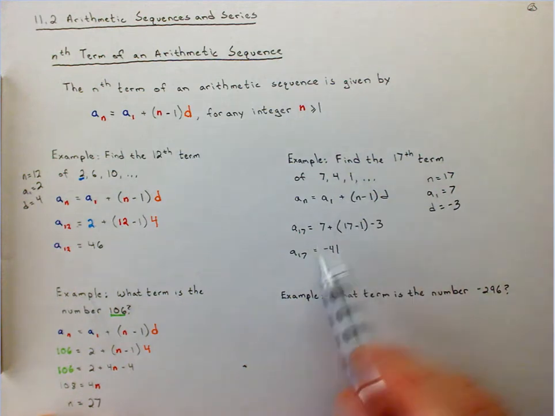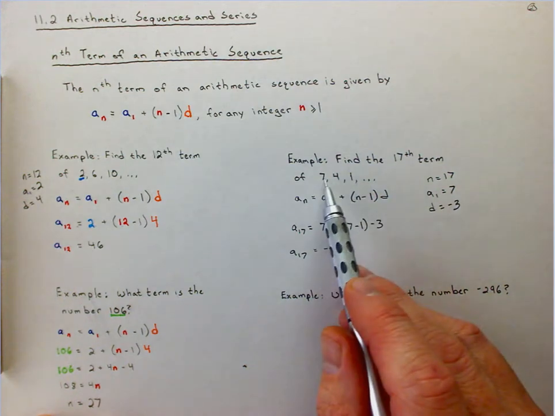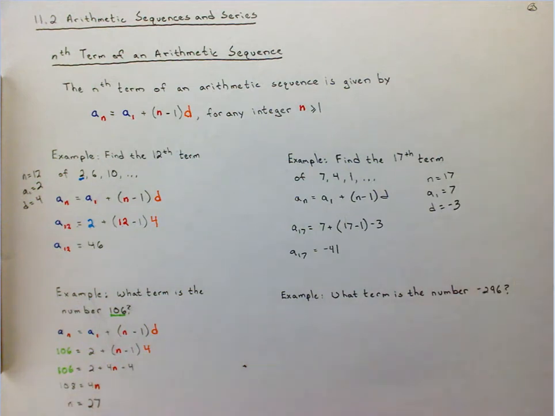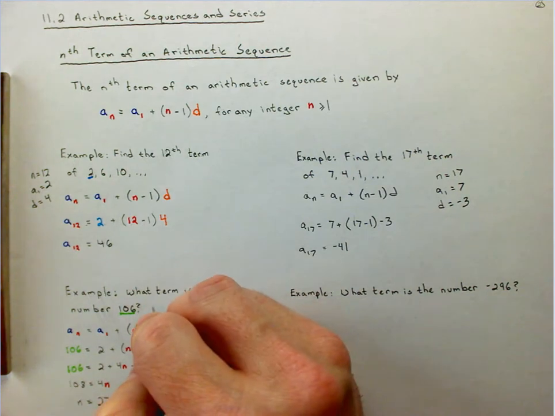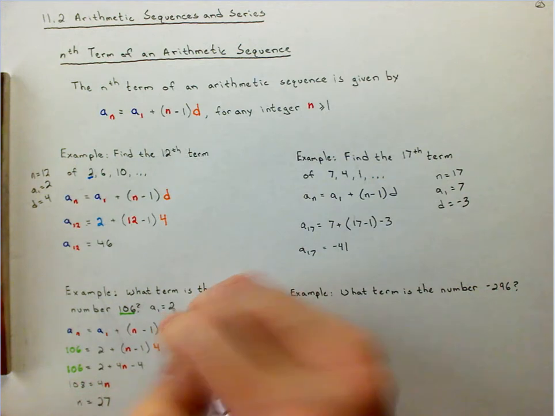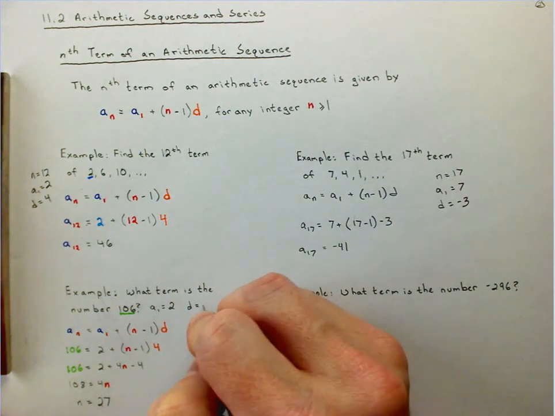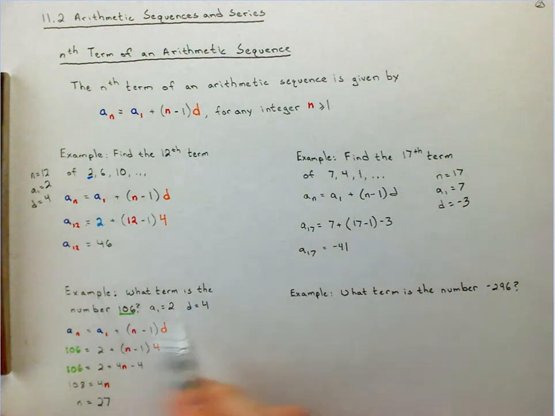And that's a lot nicer, being able to plug it into this formula instead of writing all of this out till you hit the 17th term. We can also do it backward, and we can say, what term is the number 106? Okay, and in this I realized what I didn't write down that was in the problem also was that they give you a sub 1 equals 2, and they give you what d is. d is 4. Otherwise they can give you a series of numbers, the first few numbers, and you can be able to determine the first term and the common difference.